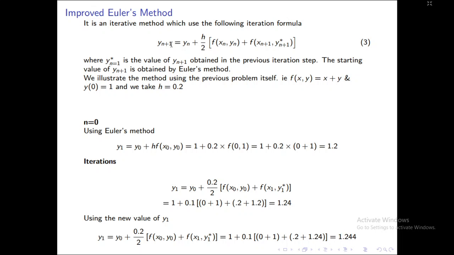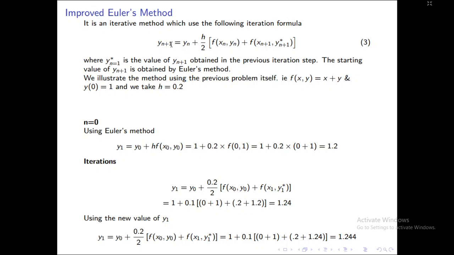So here, the value of yn plus 1 obtained in the previous step is represented by yn plus 1 star, and we start with the value of yn plus 1 which is obtained by Euler's method.